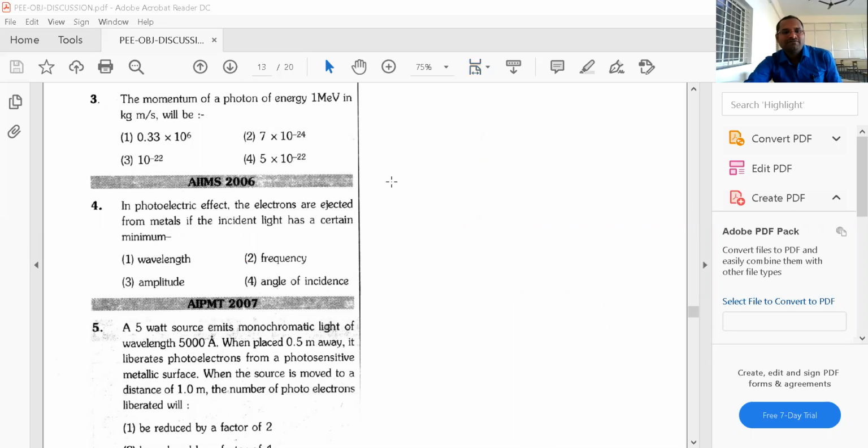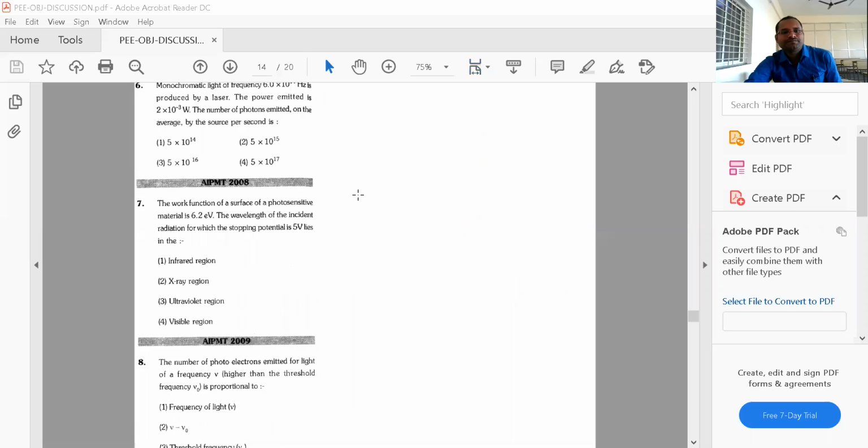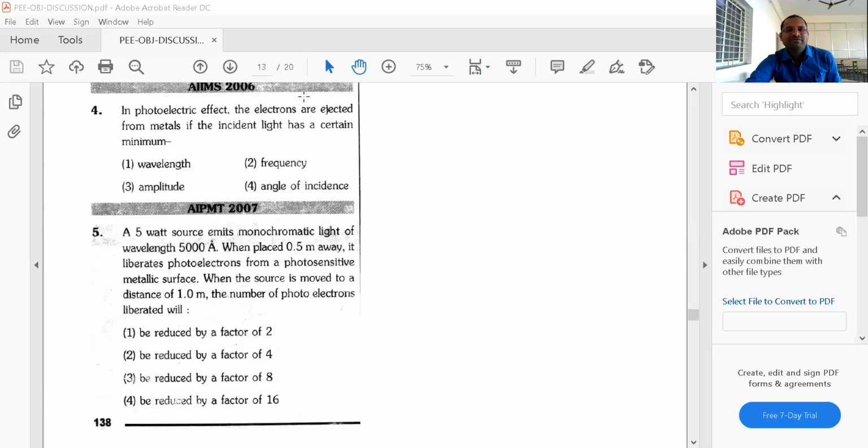Next, question number 5. See what they have given. This is a very important concept for JEE and NEET students. Be careful, you may get this type of question. For those who have applied for the JEE, you may get this type of questions.